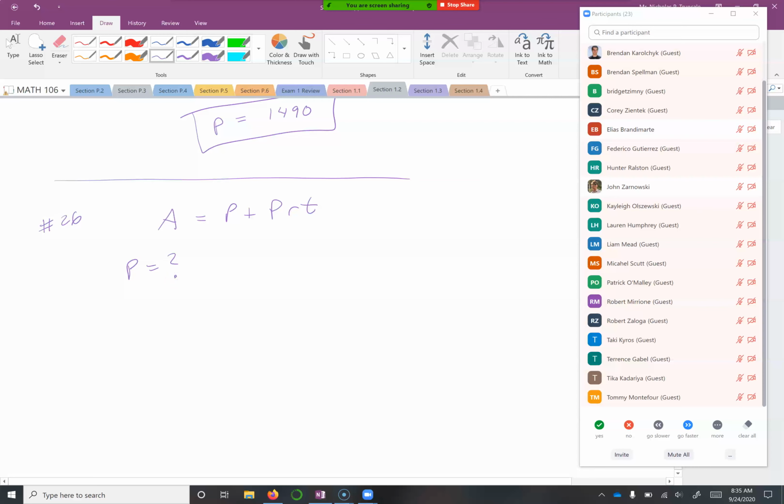If, let's see, what else did they tell us? Assuming that 2482 resulted from a 10-year investment at 7%. So we know T is going to be 10 years. The result, A in this case, was 2482, and the interest rate was 7%. But again, for 7%, if we want to plug it into this equation, we're going to do 0.07. All right, so let's see. It's a linear equation because we only have one unknown. So let's plug in everything we know.